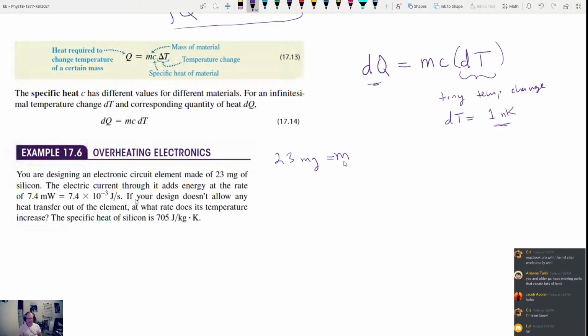Anyway, so we have an electronic circuit made of 23 milligrams of silicon. The electric current through it adds energy at the rate of 7.4 milliwatts. So, W, if you don't remember, 1 watt is a joule per second. If your design doesn't allow any heat transfer out of the element, which is kind of ridiculous, but whatever, at what rate does its temperature increase? The specific heat of silicon is 705 joules per kilogram per Kelvin.